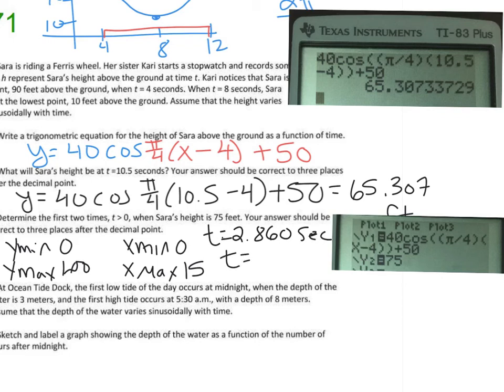And then the second time it happens, you have to hit second trace, intersect is choice 5, arrow over to the second intersection point, hit enter 3 times, and you should get 5.140 seconds.